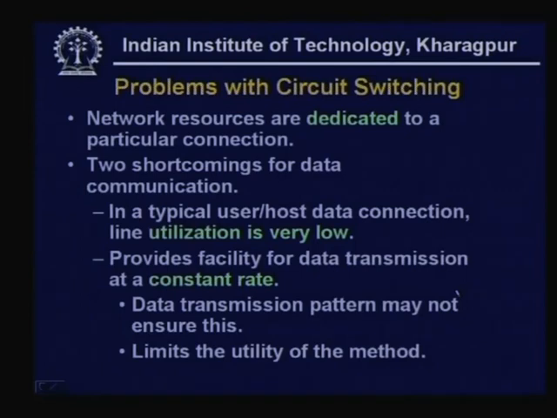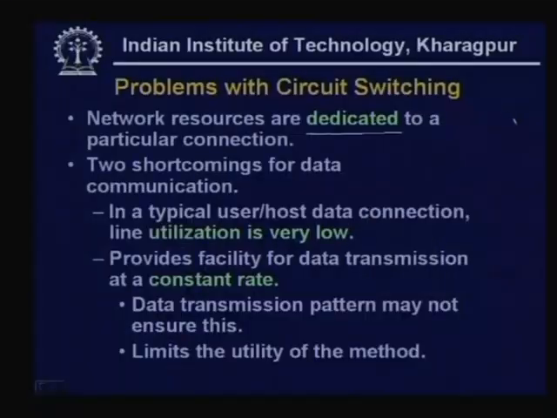So, let me first start with the problems that are present in circuit switching. As you have seen in the last lecture, the network resources are dedicated to a particular connection in circuit switching. As we know, before any data transfer can be done, a path has to be established, and that path remains active until it is terminated, whether data is sent or not. And it is fully dedicated for that particular session.